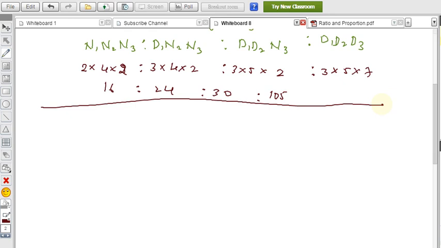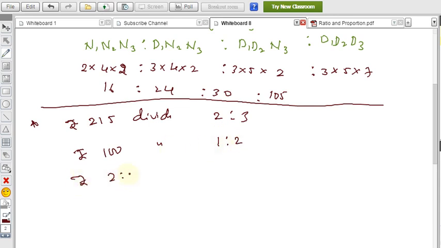So when a value is divided in two parts in a given ratio, like this one more question, for example rupees 215 divided in the ratio 2 is to 3, or rupees 100 divided in the ratio 1 is to 2, or 2 is to 5 ratio which is to divide rupees 110. So like these questions when they ask, let me write the formula.